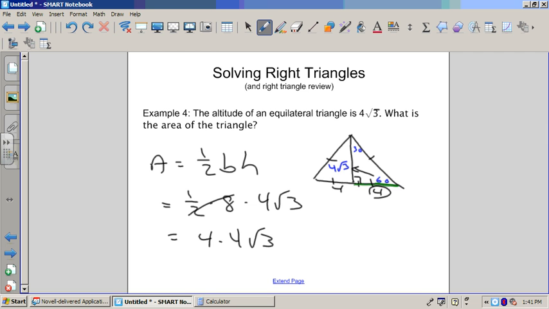Well, what is 4 times 4 root 3? It is 16 times the square root of 3. The area of that triangle must be 16 times the square root of 3.